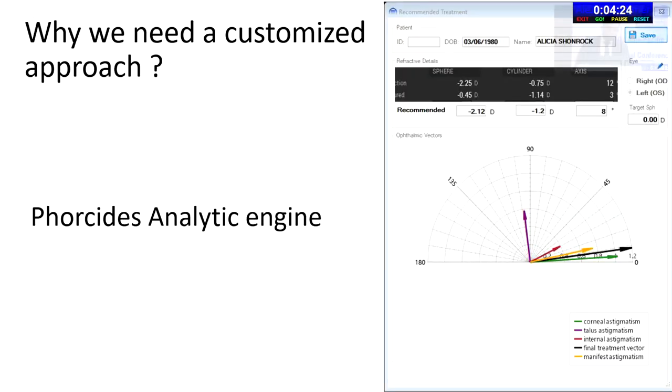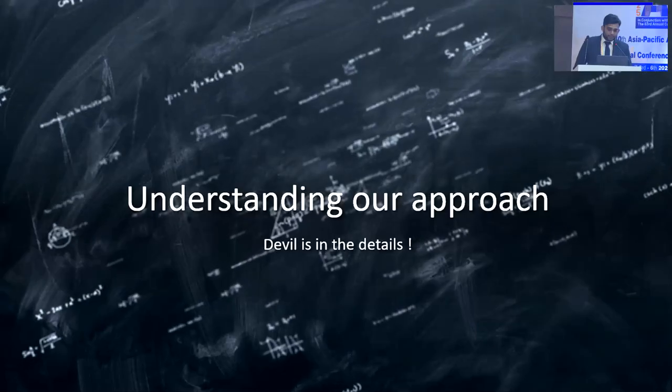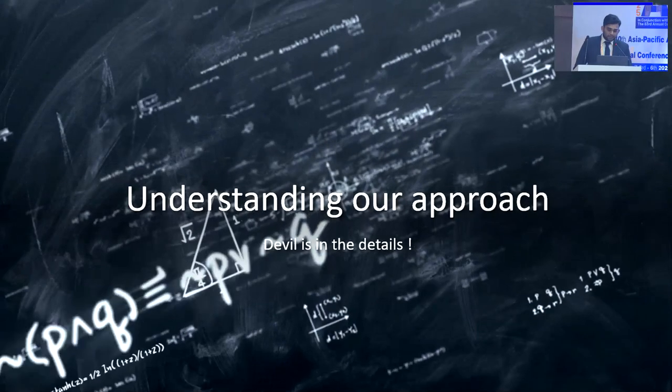The more accurate way of doing it is using the Foresight's analytical engine, but again it's an additional software you need to have, and when the disparity of astigmatism is greater than 1.25 diopters, again the results have not been that great.